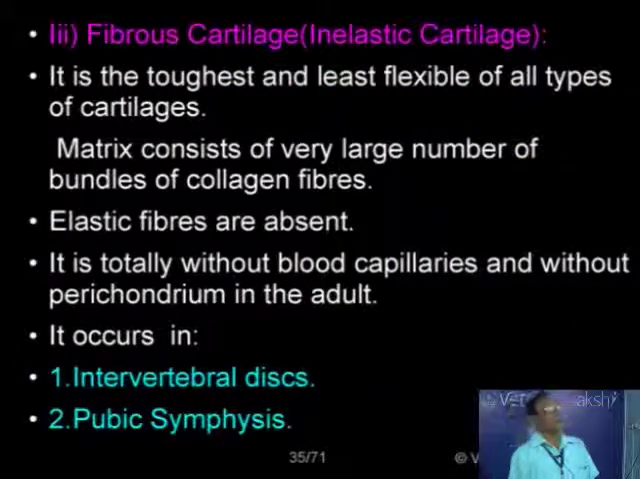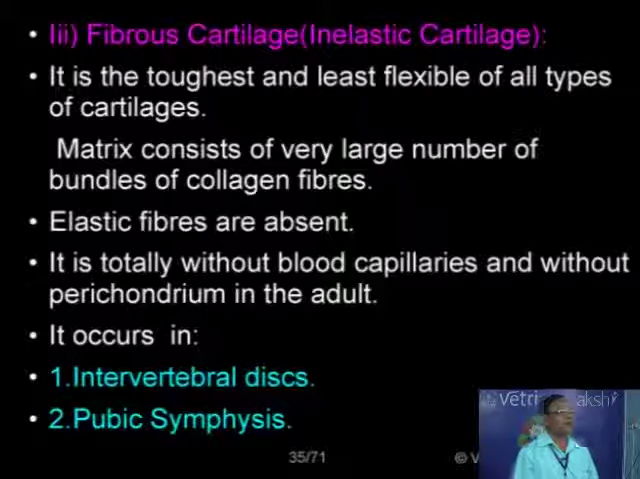Now the third type of cartilage, the toughest, is fibrous cartilage, which is highly inelastic in nature. This is because the matrix contains no elastic fibers, being formed only of collagen fibers, and those collagen fibers are packed well. So it is the toughest and least flexible of all the types. It consists of a very large number of white or collagen fibers completely packing the matrix. These large bundles of collagen fibers give rigidity, and there are no elastic fibers, that is why it is inelastic in nature.